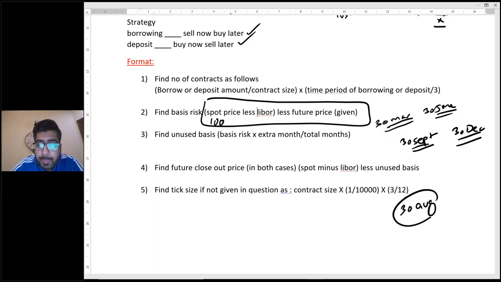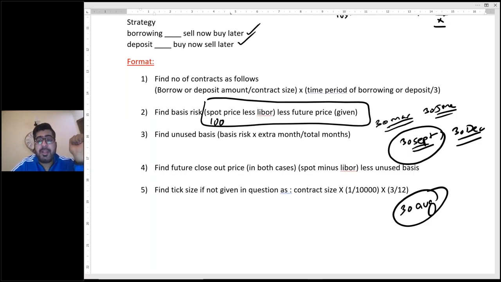30th August. You needed to borrow or deposit on 30th August. There's absolutely no future available for 30th August. It's only for 30th March, 30th June, 30th September, 30th December. So if you need to borrow or deposit on 30th August, there is no future available for 30th August. You will need to get a future for 30th September. Did you take any extra months? Yes, you took 1 extra month. That's the unused basis, the extra basis.